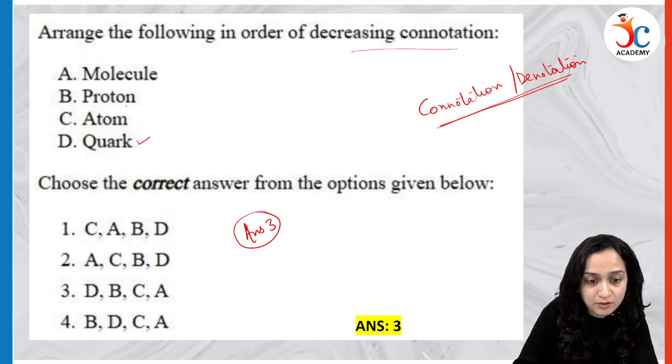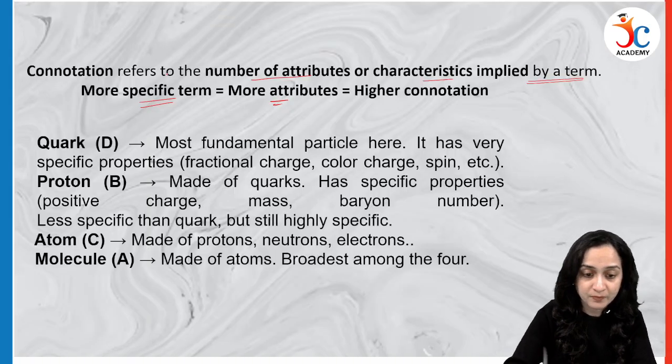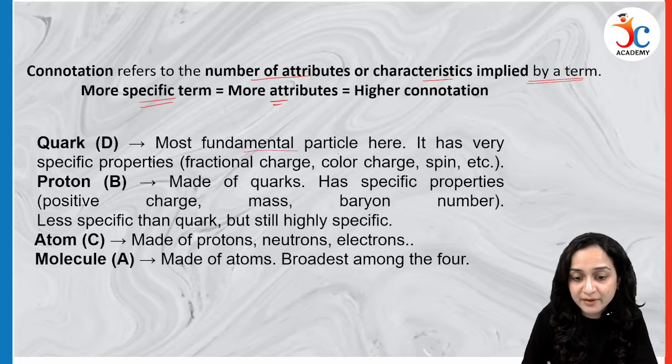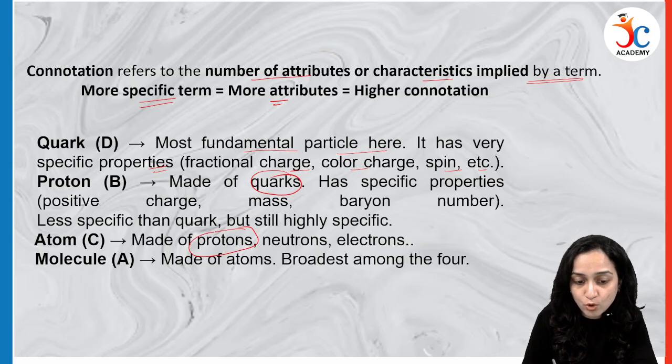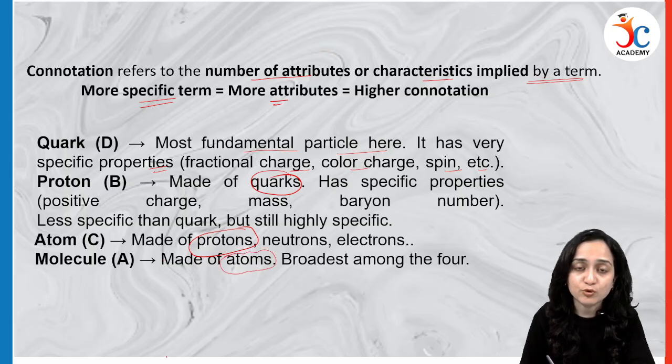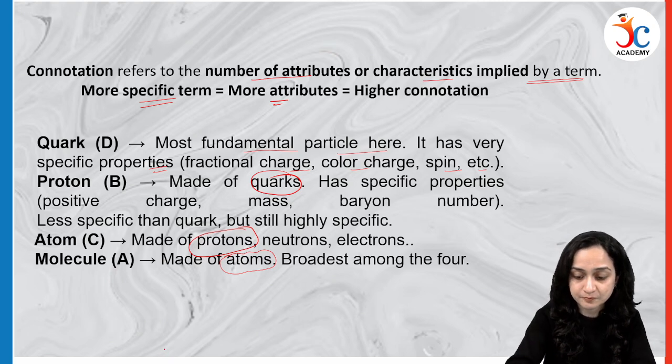We have quark, then proton, then atom, and then molecule. Quark is the most fundamental particle and it has specific properties like charge, color, spin, etc. Then proton, proton is made of quarks. Atom is made of protons, and molecule is made of atoms, which is the broadest among the four, and hence it has the lowest number of connotations.